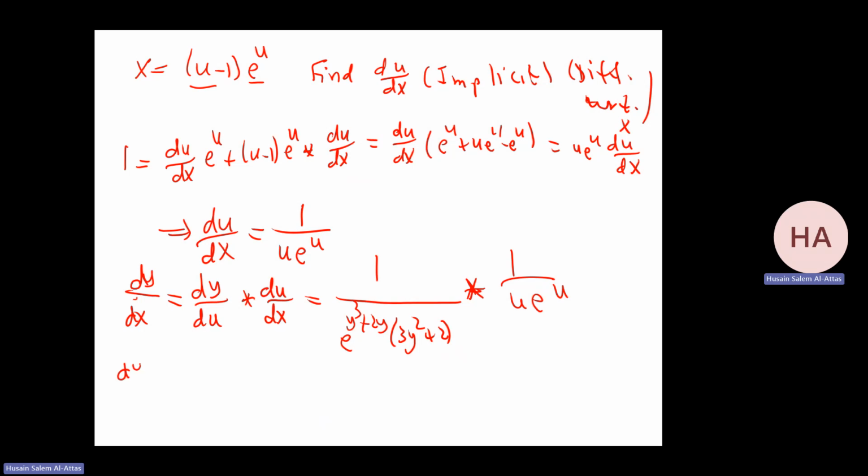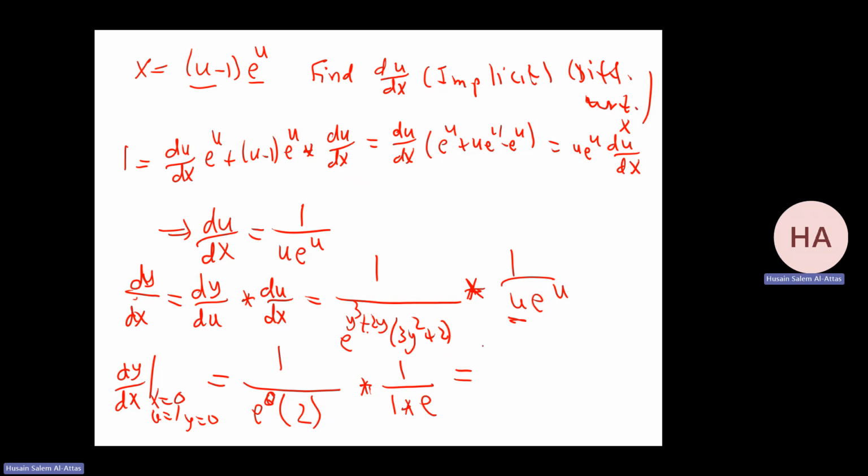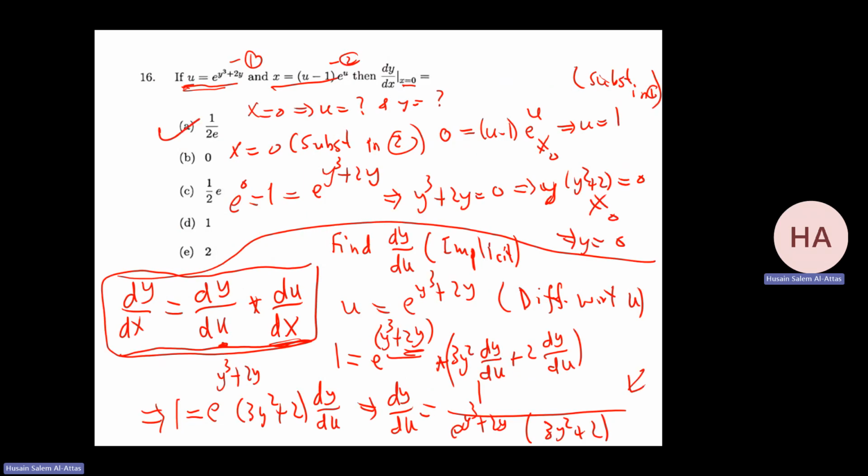Now I need to find dy by dx at x equals 0, and if x equals 0, u equals 1 and y equals 0. So I substitute y equals 0 and u equals 1. So that will be what? 1 over e to the power 0, times 3 times 0 plus 2, that will be 2, times 1 over, this is 1 times e. So e to the power 0 is 1. So I have 1 over 2e. And that is my answer.